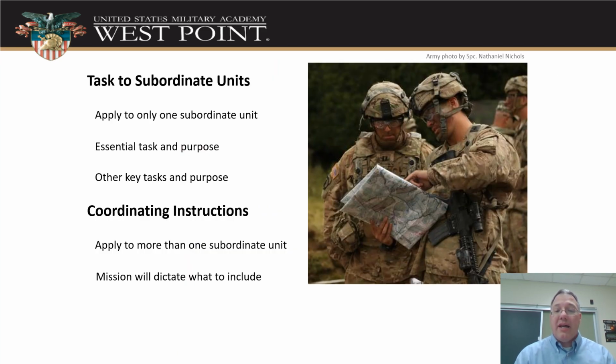All right, tasks to subordinate units and coordinating instructions. Make sure you understand the difference, okay? Tasks to subordinate units have to do with that one unit, and it's essential to them. All right, make sure you include the task and purpose you gave them because that's their first task. All right, but any other key tasks that they got to do to make the mission happen. Coordinating instructions are things that apply to more than one unit. All right, they were trying to coordinate them together, or you're just putting out information that everyone in the platoon needs to do, and you want them to all know it.